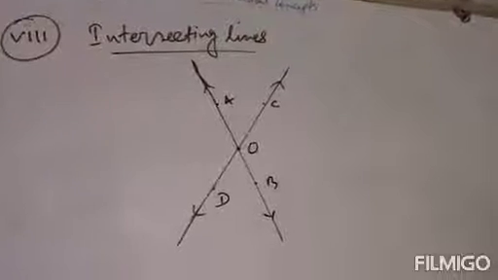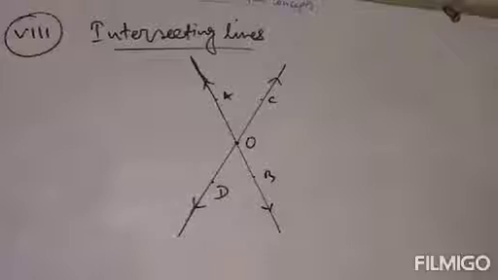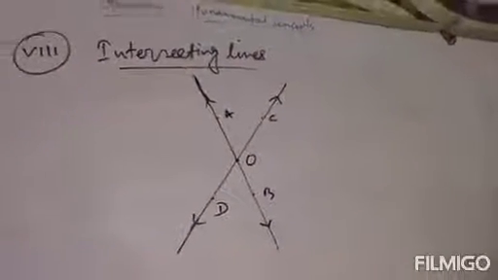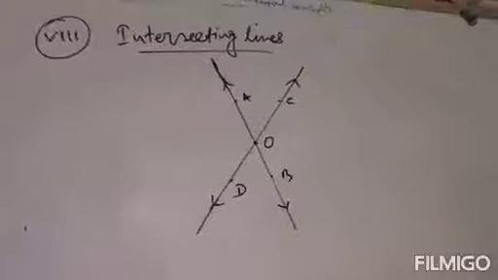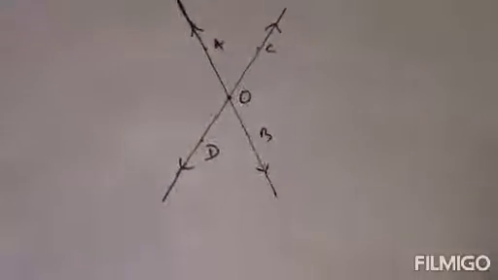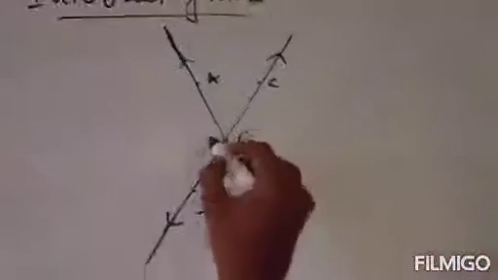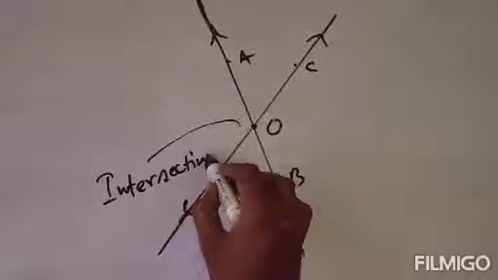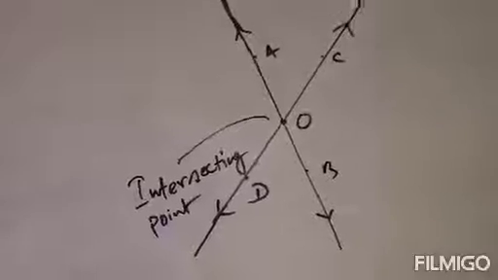If they are parallel, they will not meet each other. If these two lines were parallel lines, they would not meet each other, but they intersect at point O. That means these two lines are not parallel, but they are called intersecting lines. Intersecting lines are those lines that are not parallel to each other. They lie in the same plane, but they will intersect at one common point, that is point O, and this point is known as the intersecting point or intersection point.